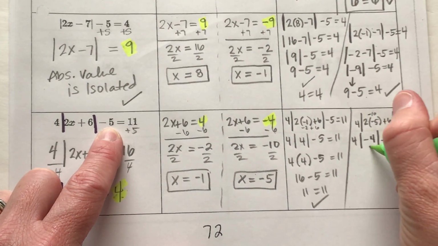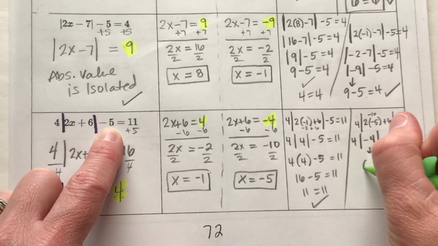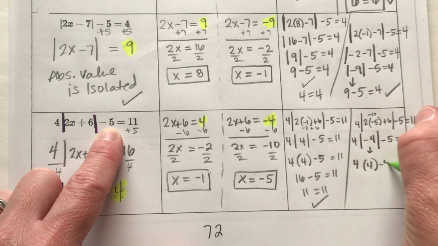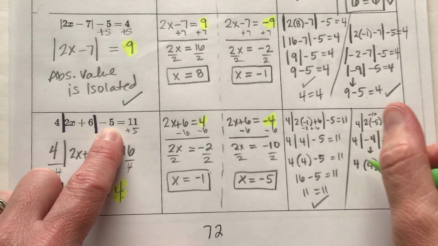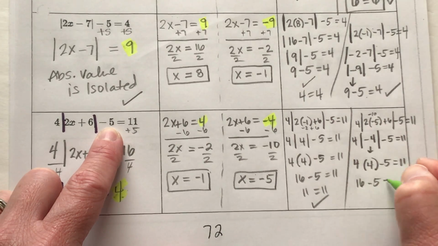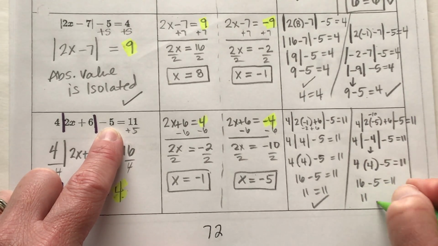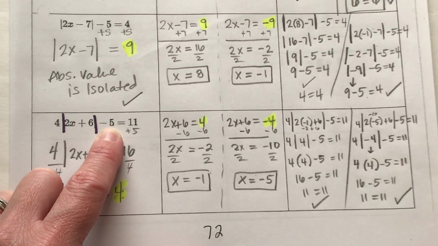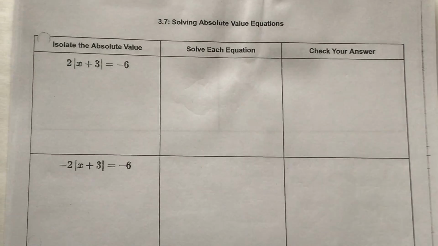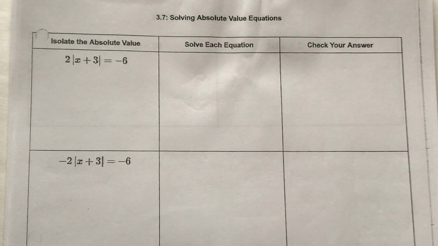Now the absolute value of negative 4 is positive 4. Then I'm going to multiply by 4, subtract 5. So if I multiply by 4, I get 16. And 16 minus 5 is 11. Does 11 equal 11? Totally does. Okay, now I have 2 more examples at the top of the next page in your notebook.